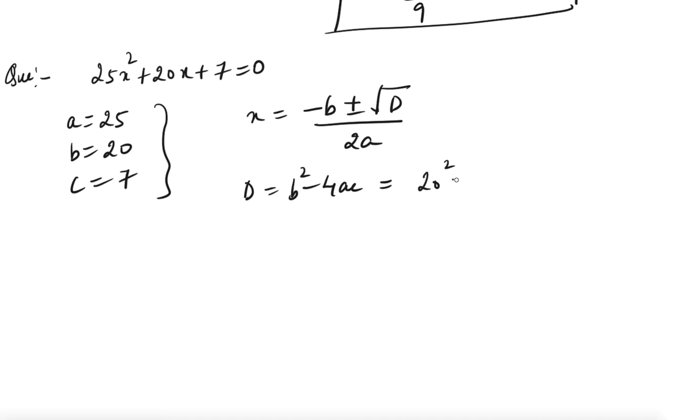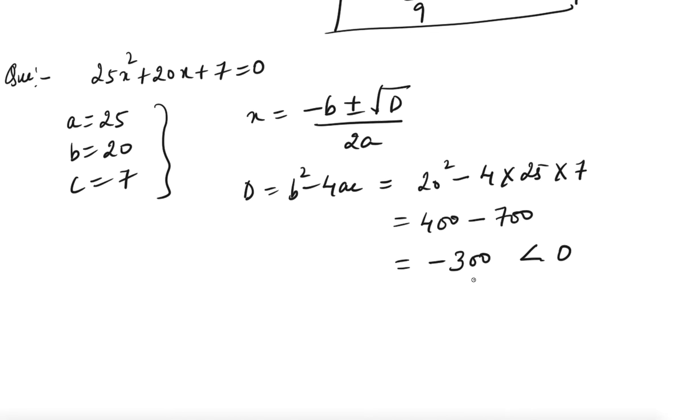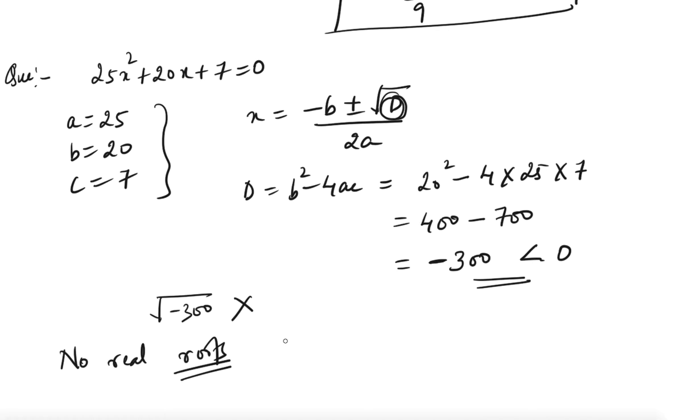So 20² − 4 × 25 × 7, which is equal to 400 − 700, which is equal to −300. Okay, now this quantity is less than 0. Now you know that anything inside the root should be non-negative for it to be defined. Now we are getting a negative quantity here, hence our under root quantity, that is √(−300), will not be defined. Hence this equation will have no real roots. Hence you don't need to solve it further because no real roots exist for this.